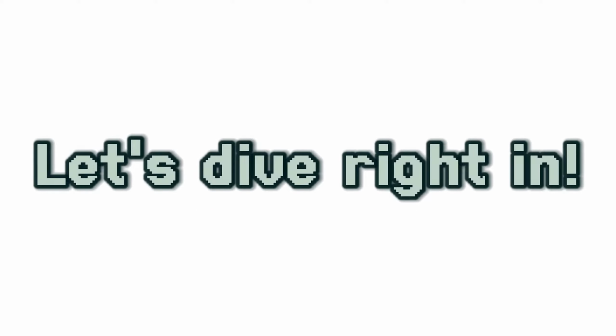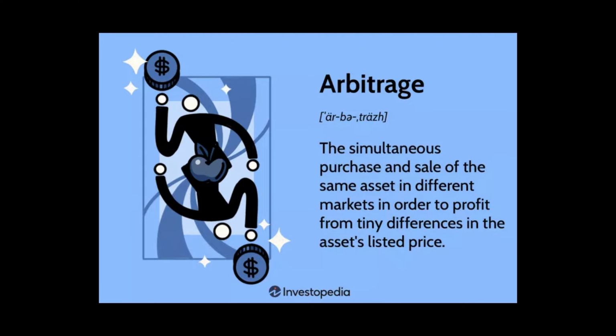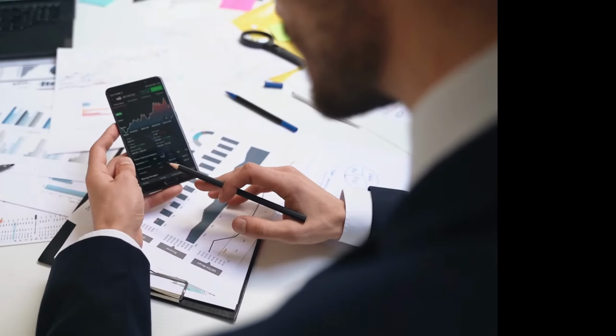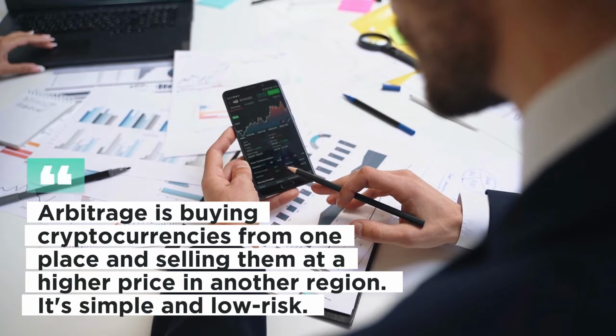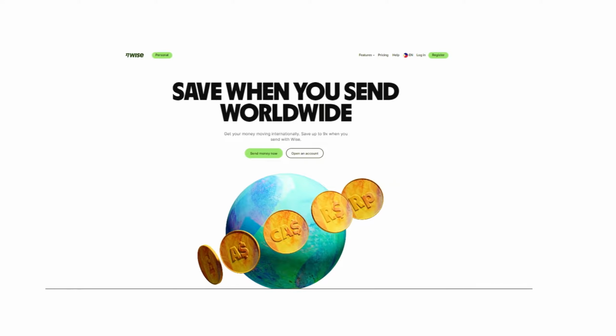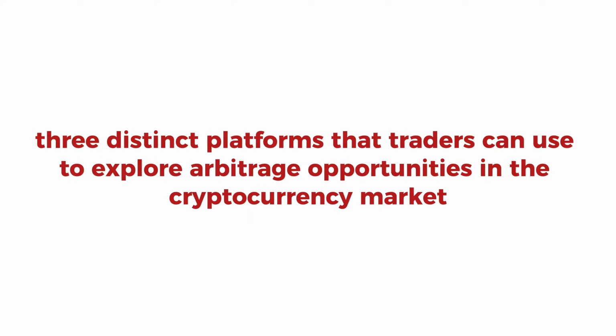So let's dive right in. So in this video, I'm sharing the tools that you can use to make money trading arbitrage. Just a quick overview: arbitrage is buying cryptocurrencies from one place and selling them at a higher price in another region. It's simple and low risk. Wise Bank, Foracombo, and Paxful are the three distinct platforms that traders can use to explore arbitrage opportunities in the cryptocurrency market.